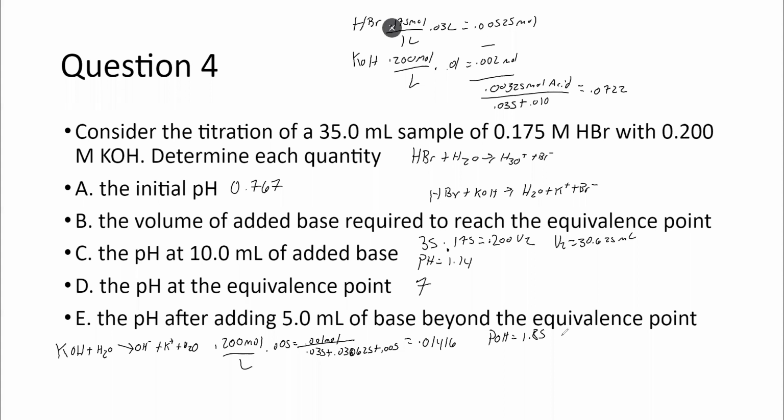All right. So again, I'm just adding base at this point, so I would expect my pH to be well above 7, and it is. And so those are the different scenarios you will find in these titration problems.